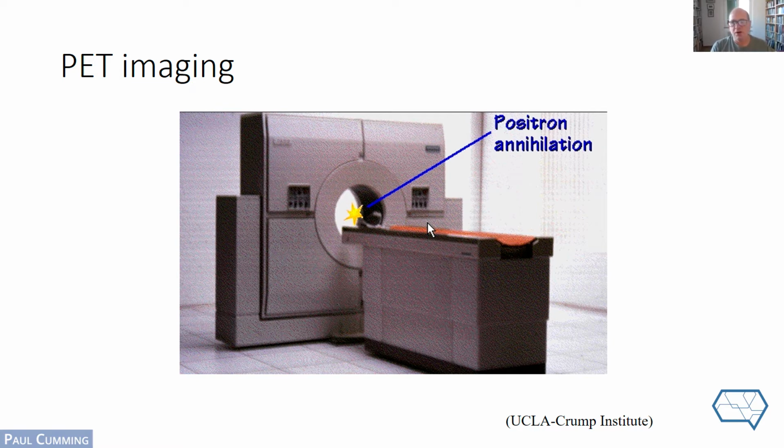Because each pair of detectors separated across that detector ring have to be wired to each other so that synchronous events of gamma detection can be registered.